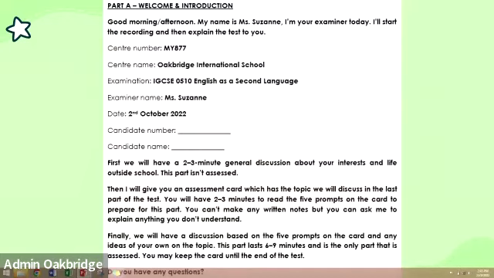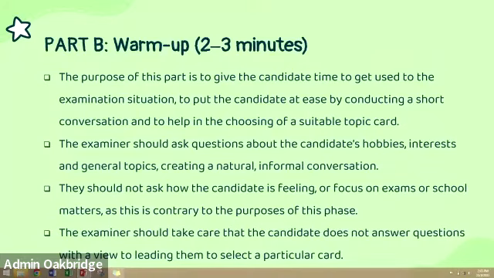Moving on to part B. Part B, we call it the warm-up conversation, and the duration for this is 2 to 3 minutes. The purpose of this part is to give the candidate time to get used to the examination situation, to get comfortable, and also to put the candidate at ease by conducting a short conversation.